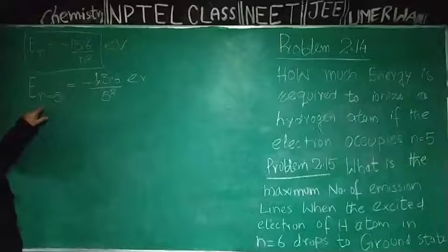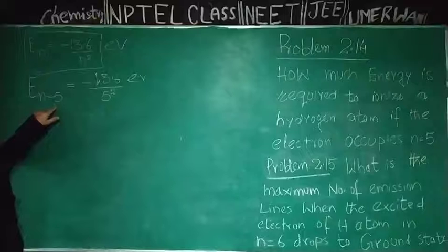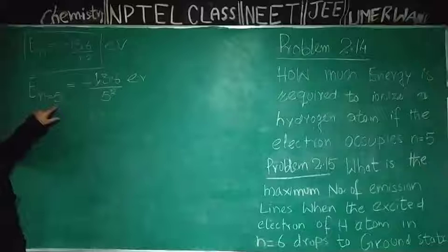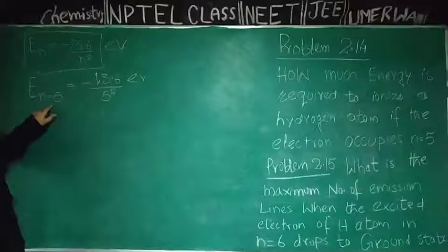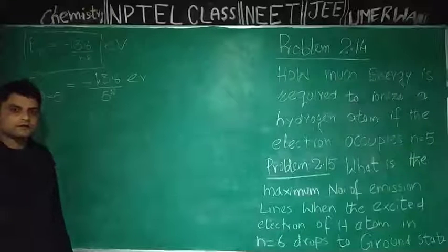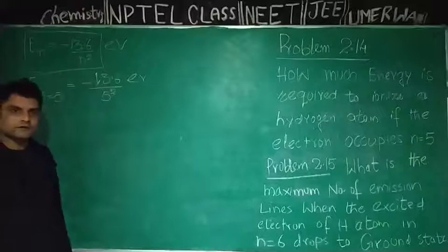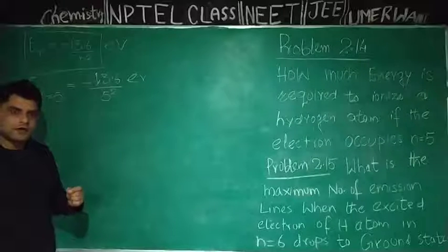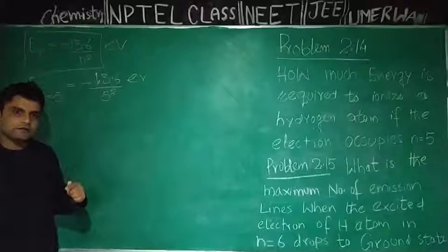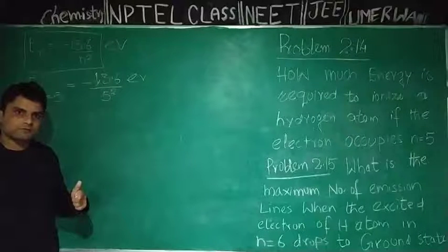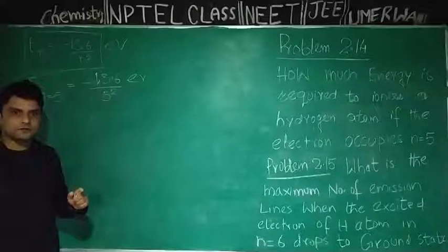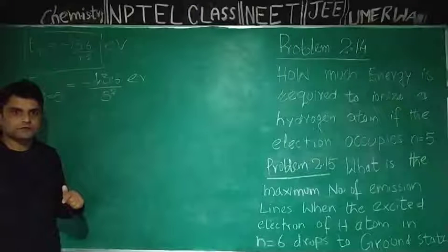Now we have to ionize this hydrogen atom. I mean, we have to take this electron out from the hydrogen atom, which is residing in its fifth orbit. For its ionization I will imagine that I need to take this electron from the fifth orbit, from n equal to 5, to the infinite orbit, to n equal to infinity.